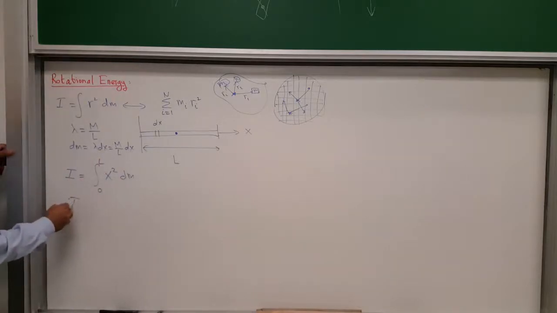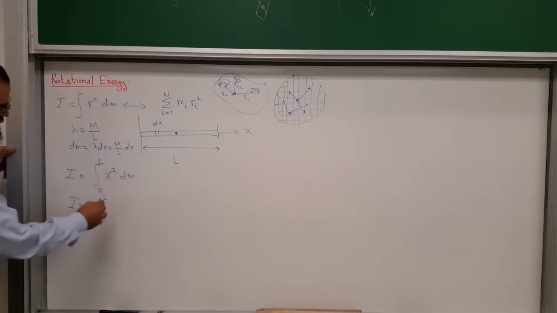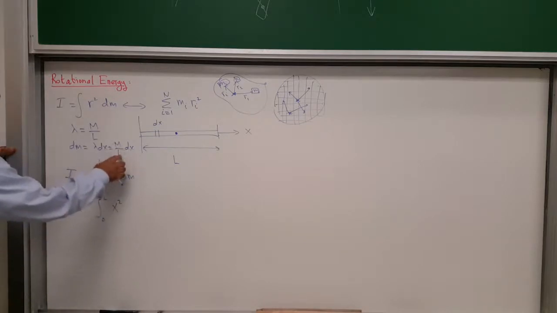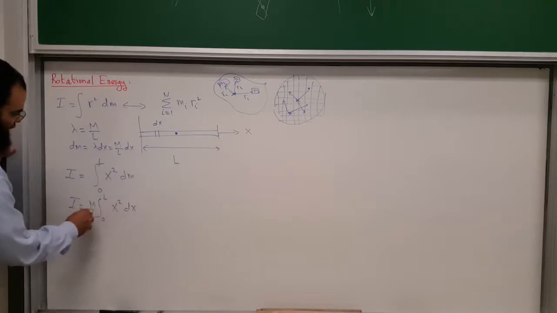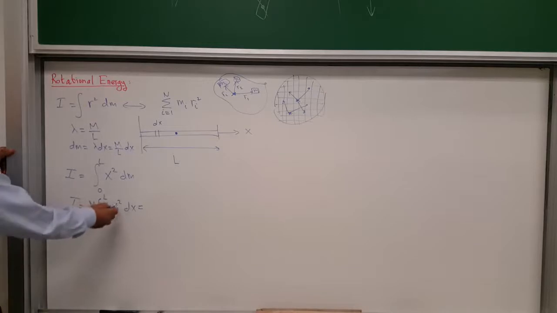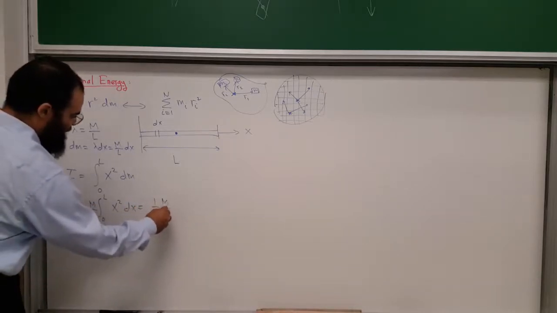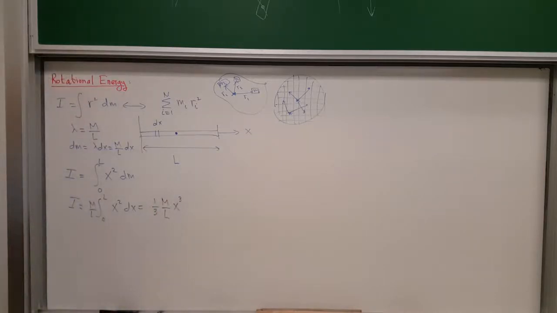So I would be the integral from 0 to L of x squared, and then dm is m over L dx. So I put the dx here, and then I have m over L times dx. Let's calculate that. The integral of x squared is x cubed over 3, so I have one third of m over L x cubed.